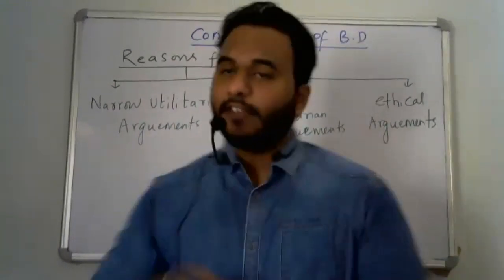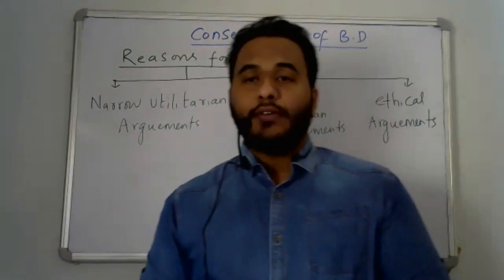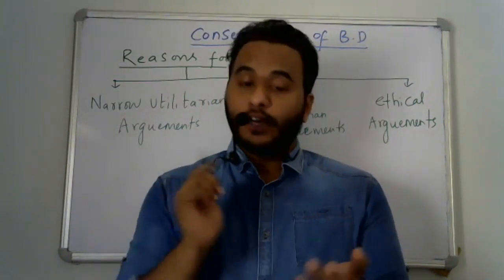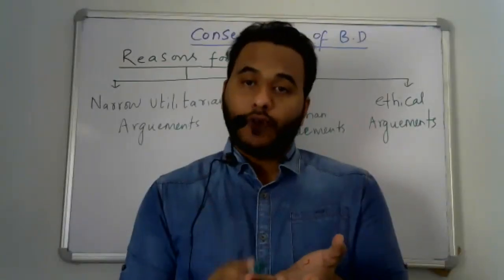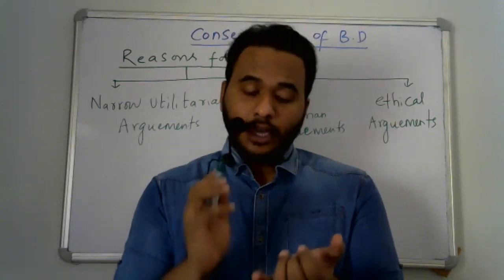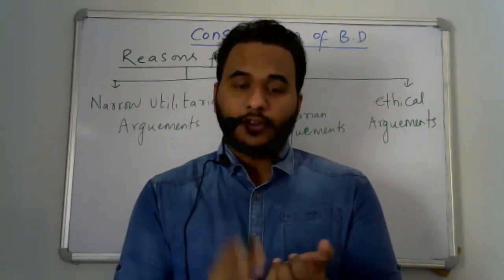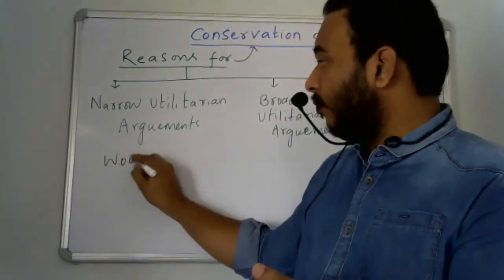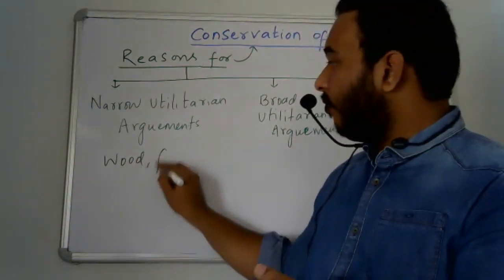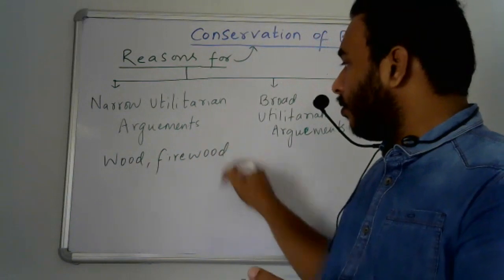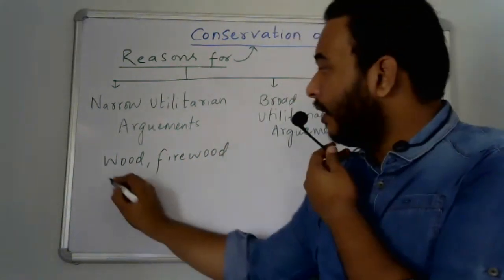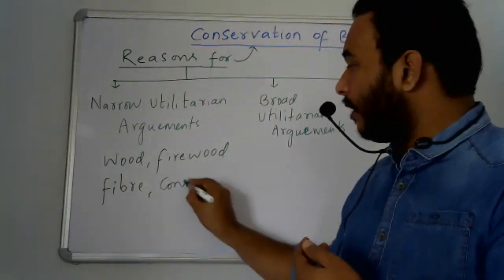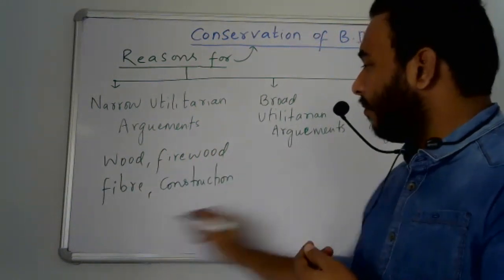So coming to the first one, narrow utilitarian arguments. We use forests for wood, firewood. Listen carefully. We get these kinds of sources from the forest. Number one, wood. I'll write here. Wood. Okay. Next. Firewood. Okay. Next. Fiber. Next. Construction material.